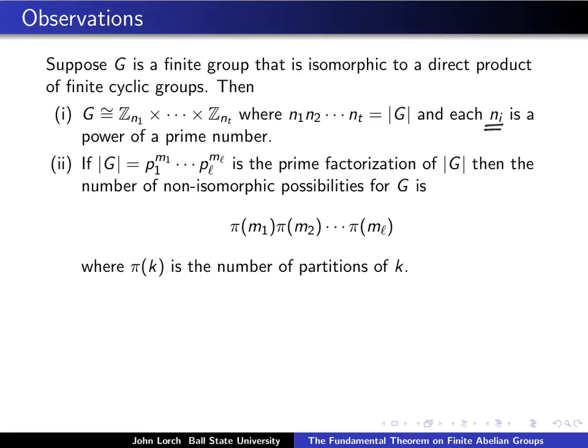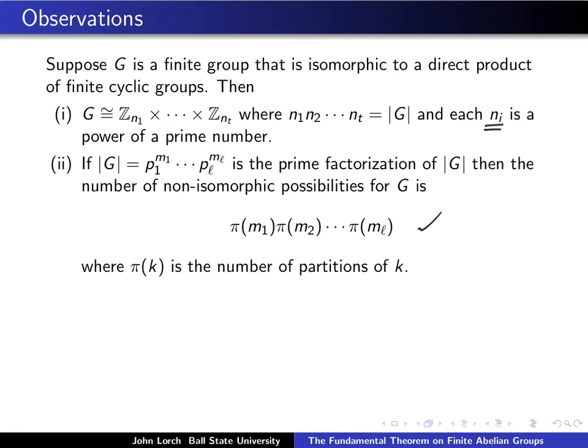All right, and then another observation is that if we take our group order and we write its prime factorization, where we gather together all the prime powers in the factorization of G, then if we want to count the number of non-isomorphic possibilities, we obtain this number here. So what is that number?